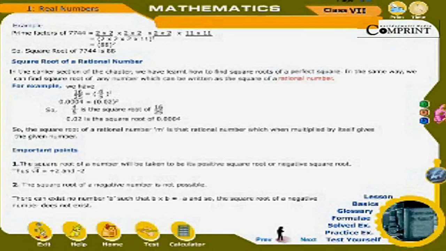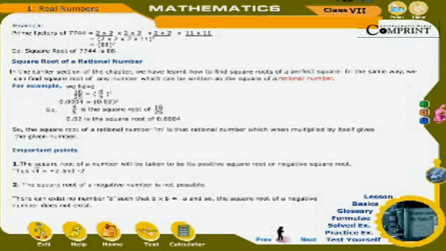Square root of a rational number. In the earlier section of the chapter, we have learned how to find square roots of a perfect square. In the same way, we can find the square root of any number which can be written as the square of a rational number. For example, we have 16 upon 25 is equal to 4 upon 5 whole square, or 0.0004 is equal to 0.02 whole square. So, 4 upon 5 is the square root of 16 upon 25, or 0.02 is the square root of 0.0004. So, the square root of a rational number m is that rational number which, when multiplied by itself, gives the given number.